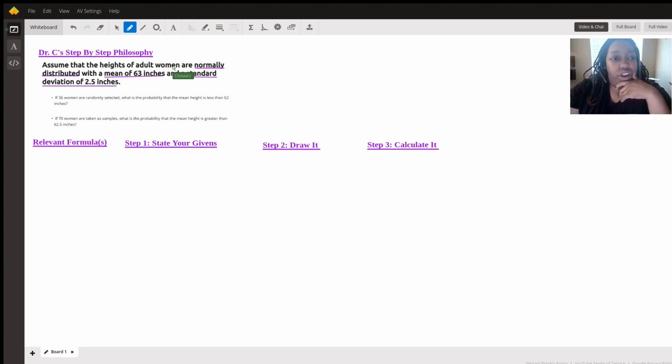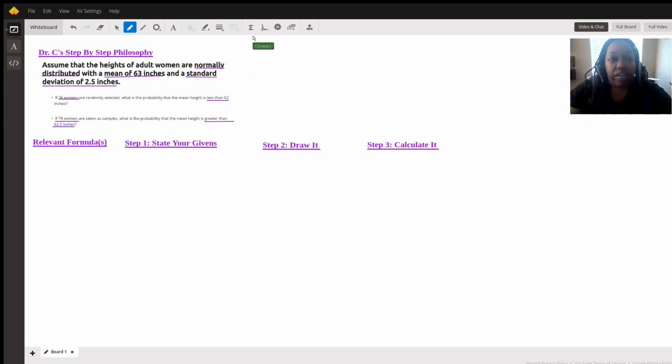We then go a little bit further down. We're going to solve for both of these at the same time. And it says if 36 women, so 36 women, that's our sample size, are randomly selected, what's the probability that the mean height is less than 62 inches? Okay. And then it says here, if 70 women are taken as samples, what's the probability that the mean height is greater than 62.5 inches? So everything's different here, but we have a sample size and we have a direction.